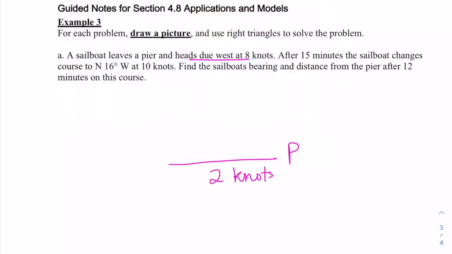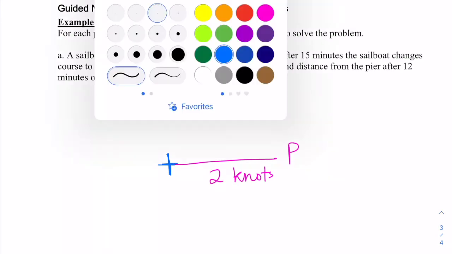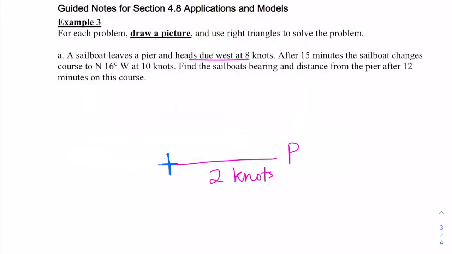So I'm just going to draw a little compass here. It's going to head north, but remember, we're going 16 degrees west, so that's just going to be a little bit to the left here, and that's going to be 16. If that's 16, then we know that this whole angle would just be 16 plus 90, so that'll be 106.